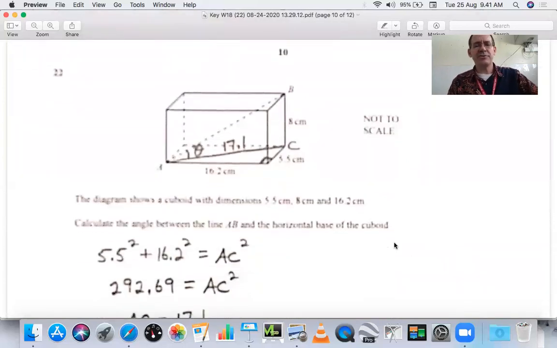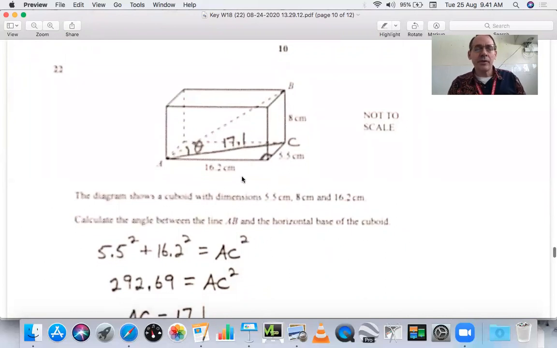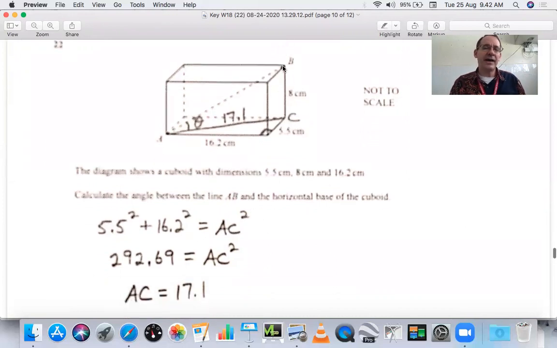Moving on to number 22. Again, sorry that it's a little blurry here. We have 16.2 centimeters for this rectangular prism here. The width is 5.5 and the height is 8. And it wants us to find the angle between AB, which is this diagonal all the way through the rectangular prism here, and the angle between that diagonal and the base.